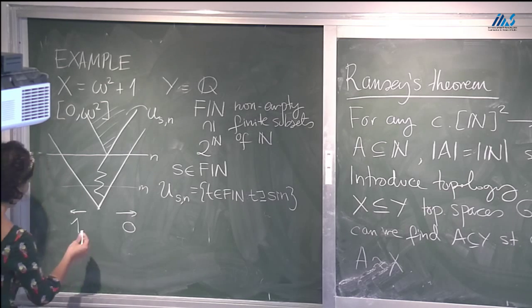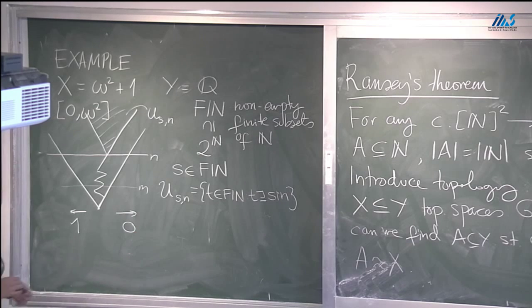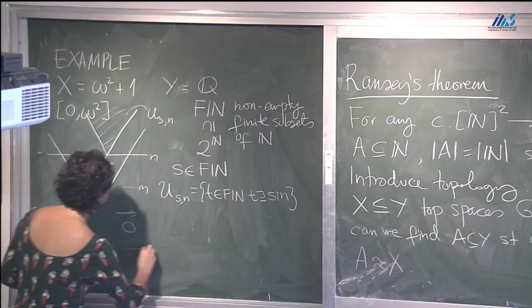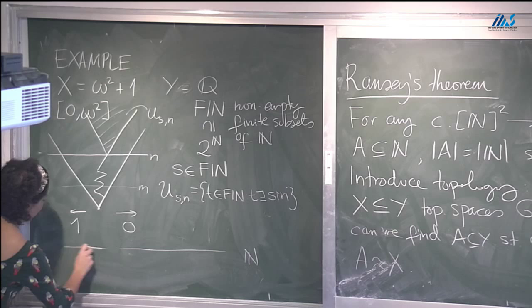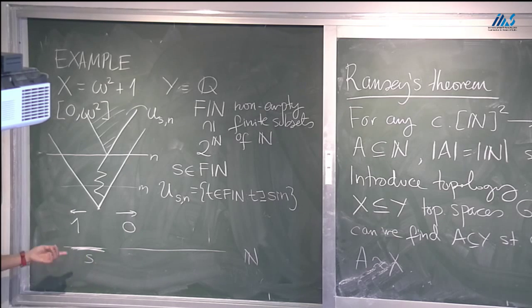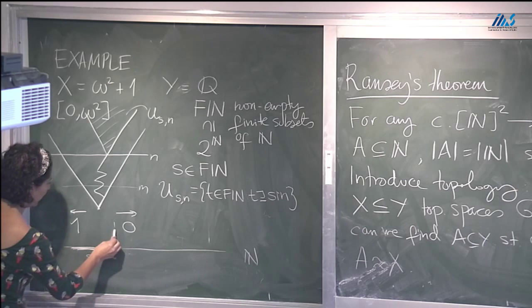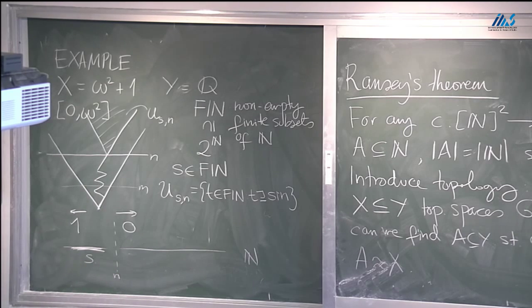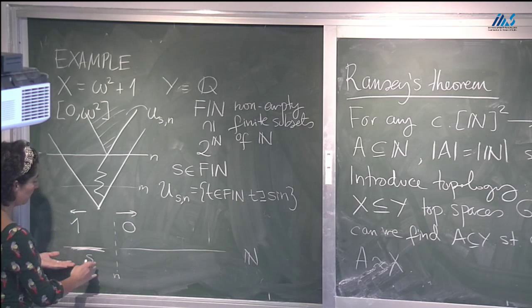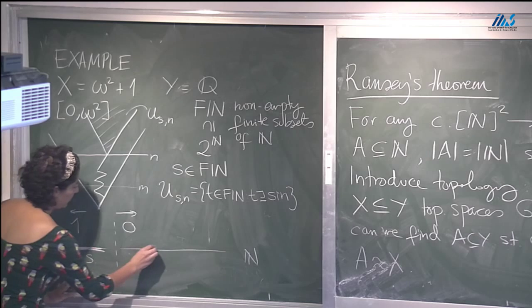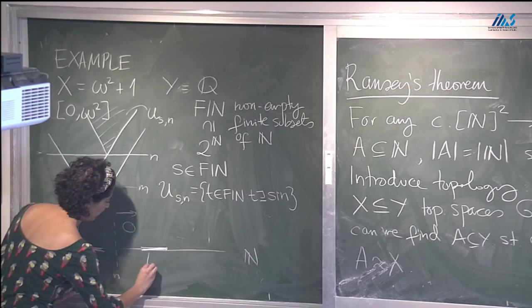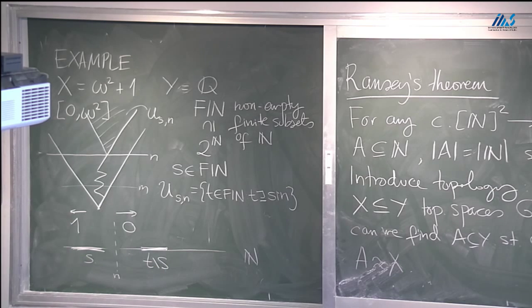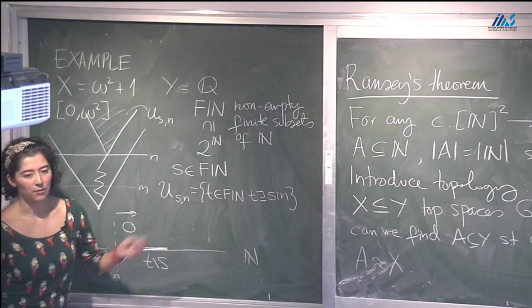I will think of it also drawn on the line. Say these are the naturals, and I have my finite set S somewhere here. If I want to draw an element in the open neighborhood determined by n, where n is bigger than the maximum of S, then an element in this open neighborhood will be S together with some other finite part that occurs after n. So T, which is S together with this finite part that occurs after n, is an element in this open neighborhood around S.